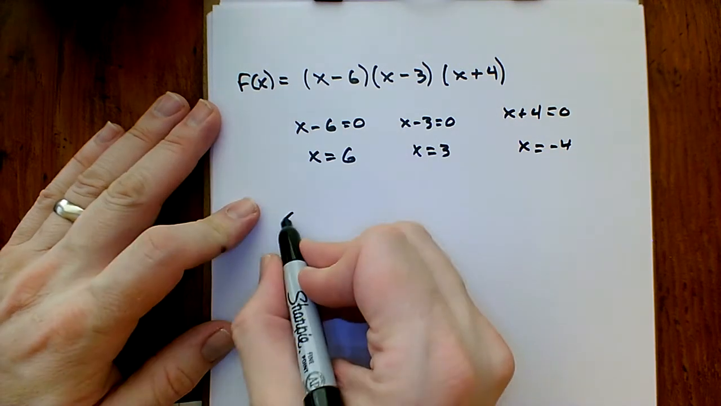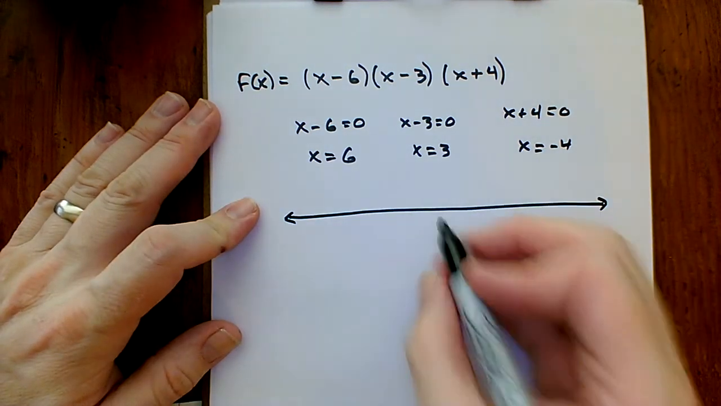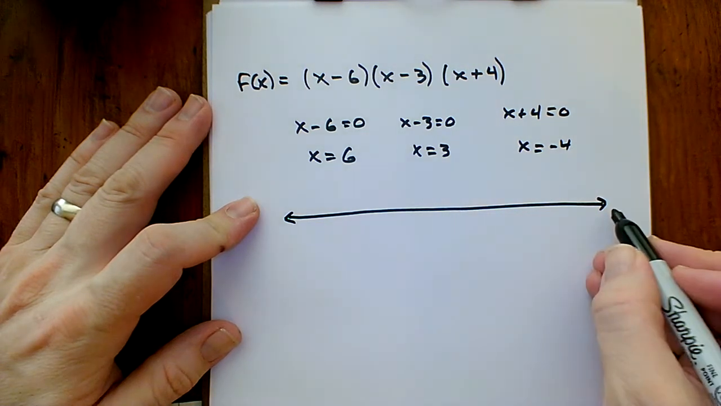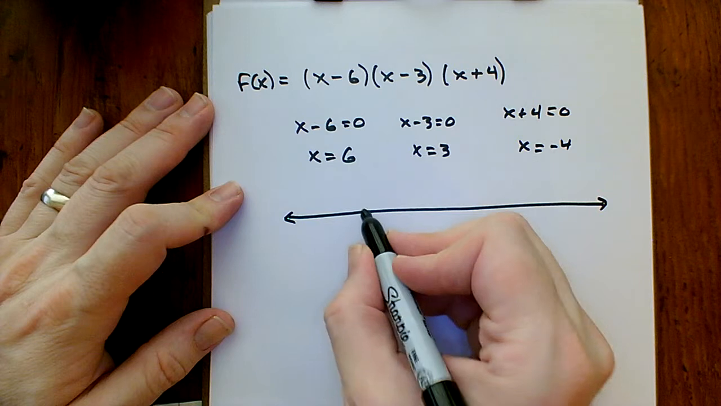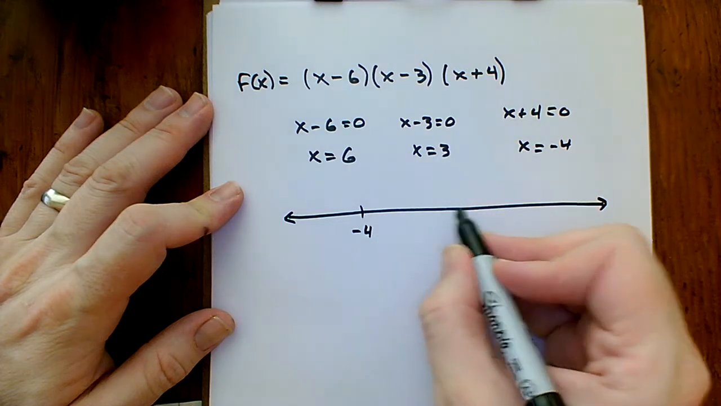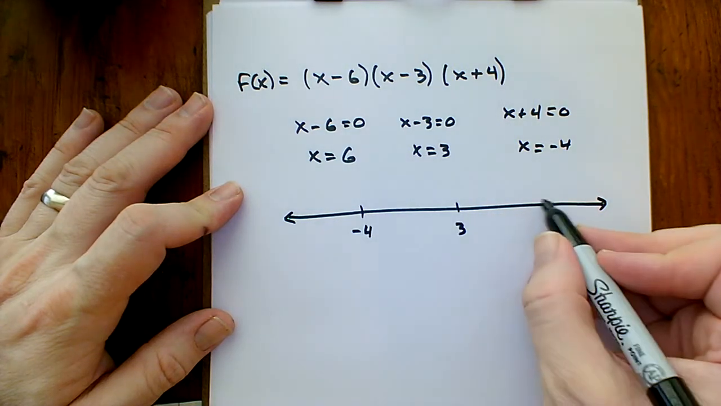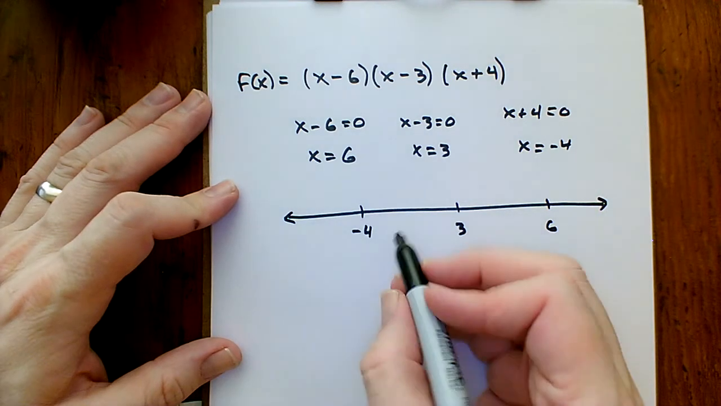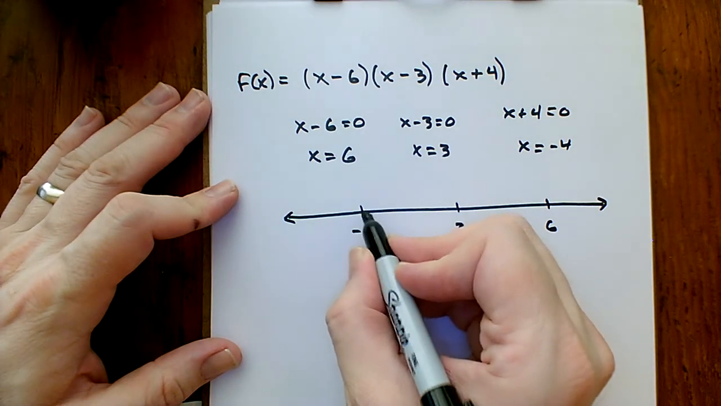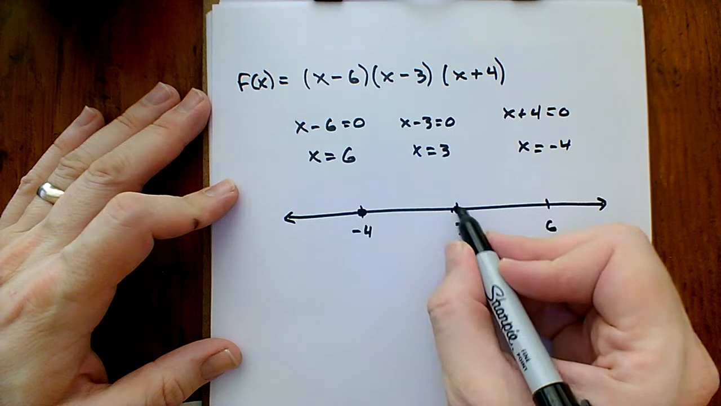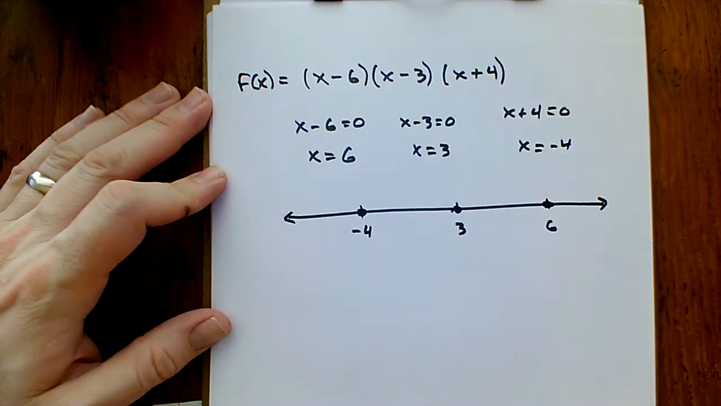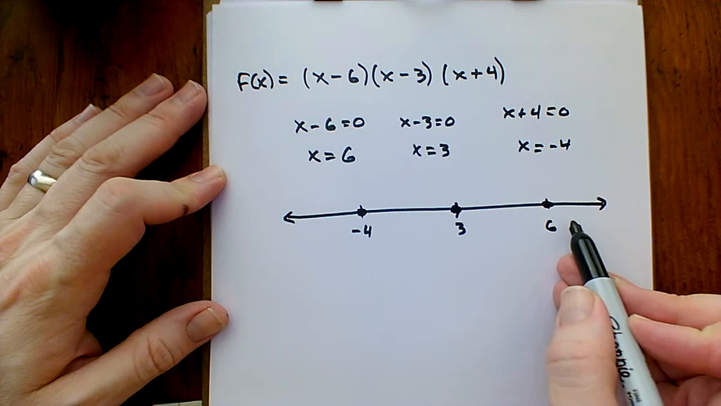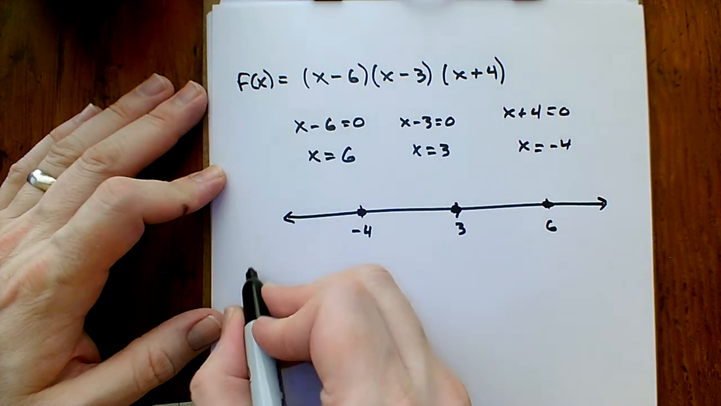So I'm going to make up a sign chart. I'm just going to put in a really rough number line. And I know the value of my function is going to be 0 at these 3 points. Well, let's figure out if everything altogether is going to be positive or negative. Let's see what each of my factors is.